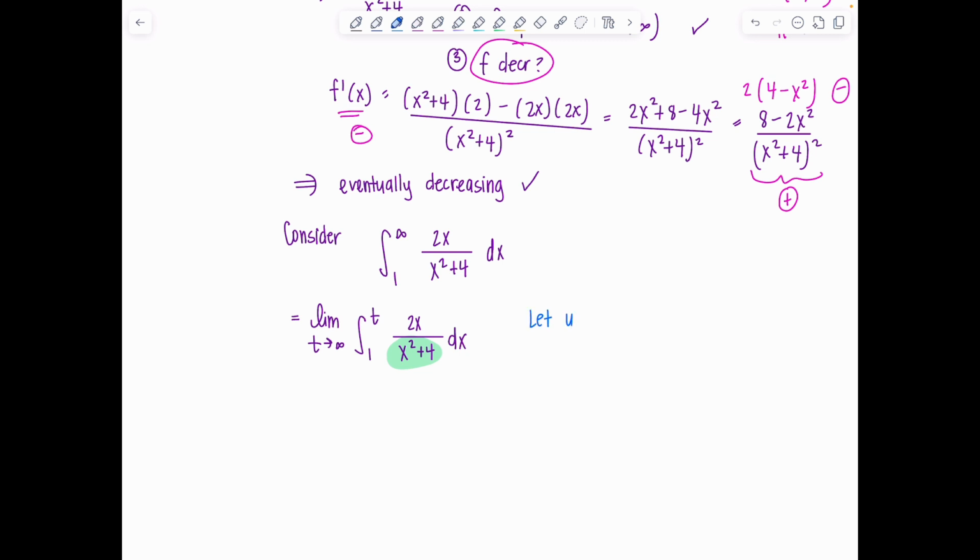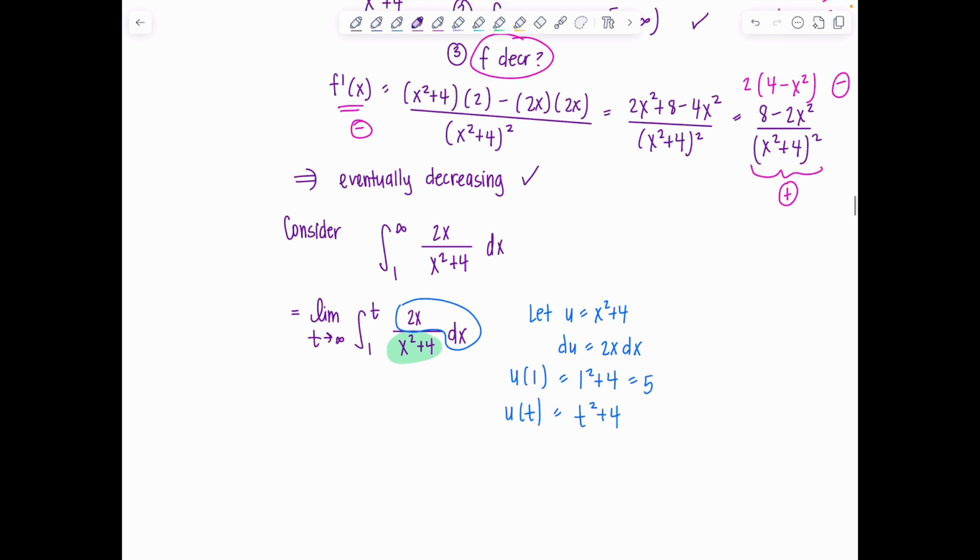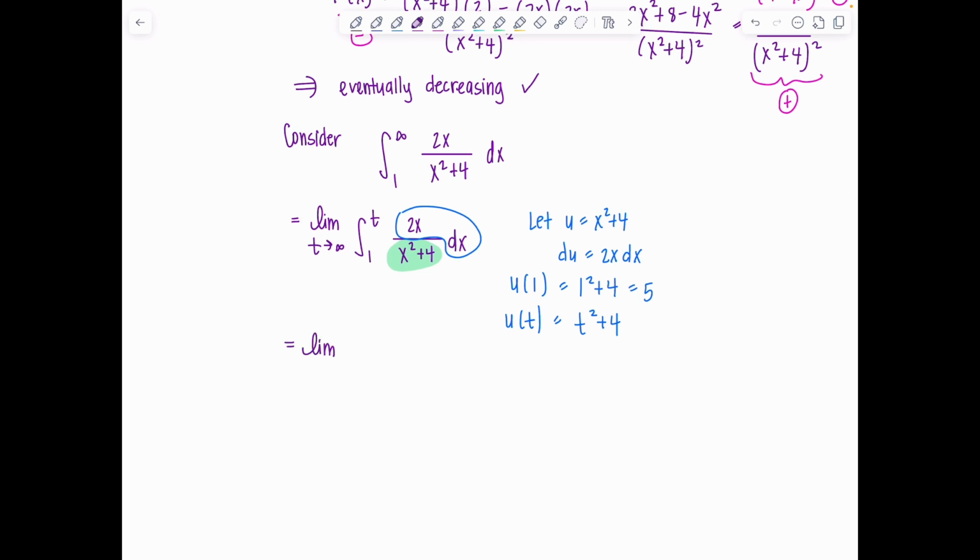So let's let u be x squared plus 4. And then du would be 2x dx, which we have. And then don't forget to change your limits of integration. A lot of students forget to do this part. It's detrimental. So u of 1, my lower limit, is 1 squared plus 4, so that's 5. And then u of t is just t squared plus 4. So we're going to rewrite this now. Limit as t goes to infinity. Now this is going to go from 5 to t squared plus 4. And then we have du over u.